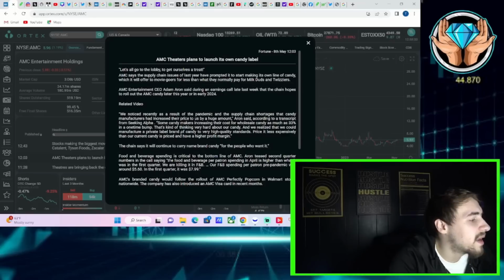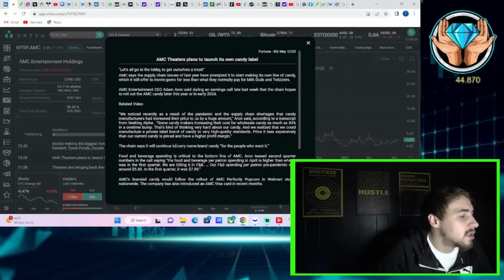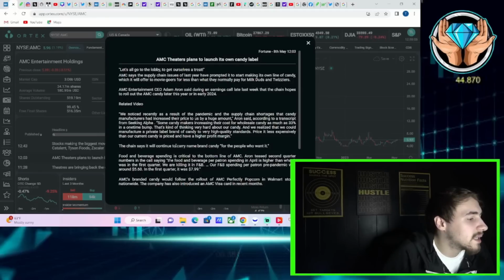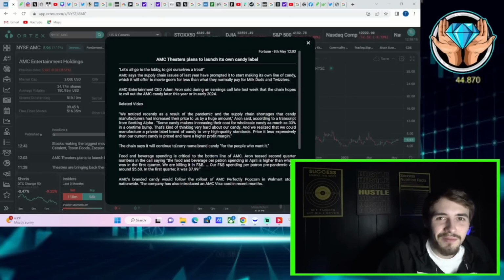"And we realized that we could manufacture a private label brand of candy to very high quality standards, priced less expensively than our current candy is priced, and have a higher profit margin." So AMC is breaking into their own line of candy.